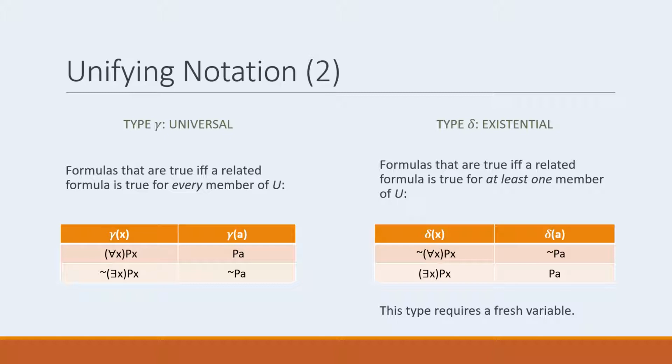These are formulas that are true if and only if a related formula is true for at least one member of U. So that's the regular existential quantifier.